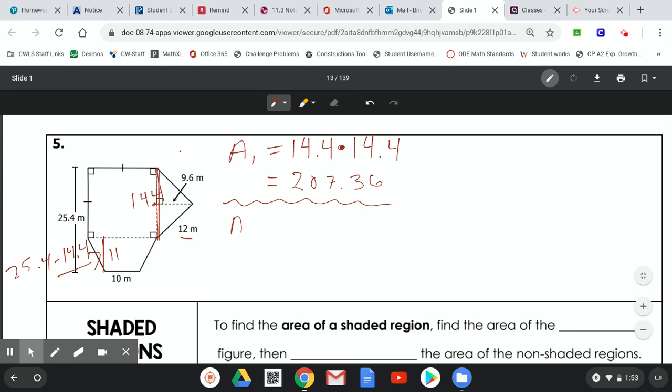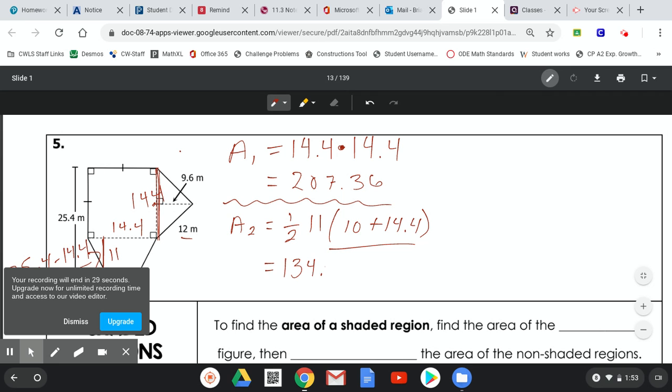So to find the area of our second shape, that trapezoid, it's going to be 1/2, same thing as dividing by 2, times the height of 11, times our one base, which is 10, plus our other base, which is 14.4, because that figure is a square. This is where you want to do the parentheses first when you plug it in your calculator, and you get a final answer of 134.2.